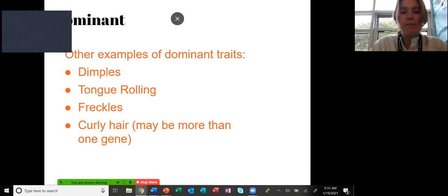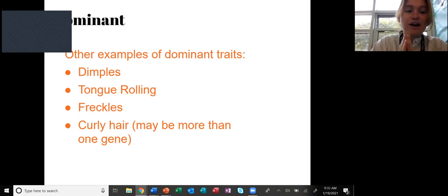Some other examples of dominant traits include dimples, which I definitely do not have, and tongue rolling. Not going to demonstrate that for you. You all know what tongue rolling is. Freckles, curly hair, maybe more than one gene. I've told you this 1,000,001 times: my mom has really curly hair. She got it from her dad. So if it's a dominant trait, then why the heck didn't I get it? We're going to talk about that.